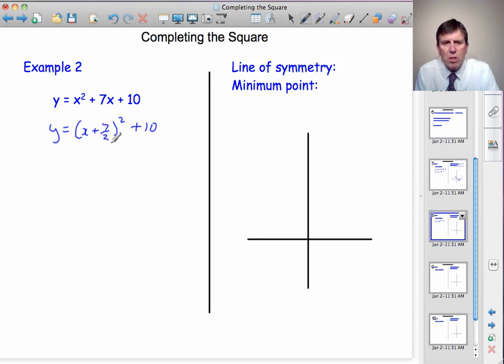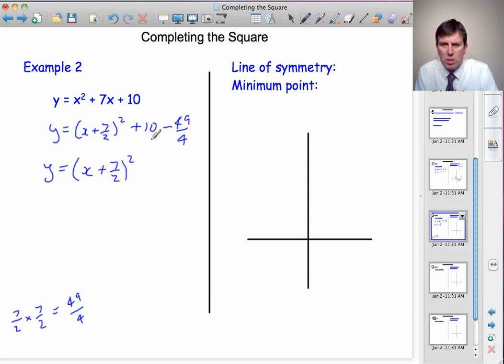Now then, this introduces a square of 7 over 2 that shouldn't be there. So what is 7 over 2 squared? Well, a fraction multiplied by itself, we multiply the numerators, 7 sevens are 49, and we multiply the denominators, 2 twos are 4. So we need to subtract 49 over 4. So y is equal to x plus 7 over 2 all squared. Now put the 10 in quarters. 10 fours are 40, so 10 is 40 quarters, 40 over 4. 40 over 4 minus 49 over 4 is minus 9 over 4.